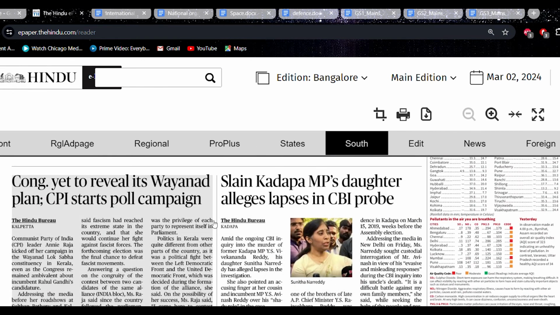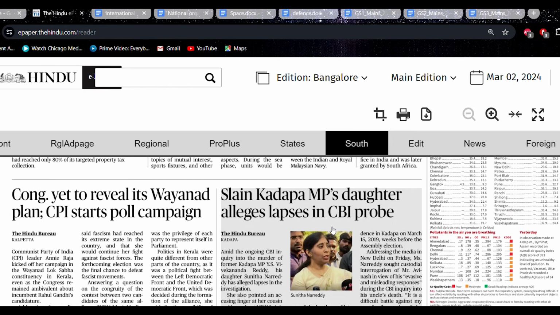See, you should also understand whether a particular piece of news will be relevant during your prelims and mains. See, here it is mentioned Congress is yet to reveal its Wayanad plan. So in a few days it will release, right? So during your prelims exam, this news won't be relevant. So you need not read that.